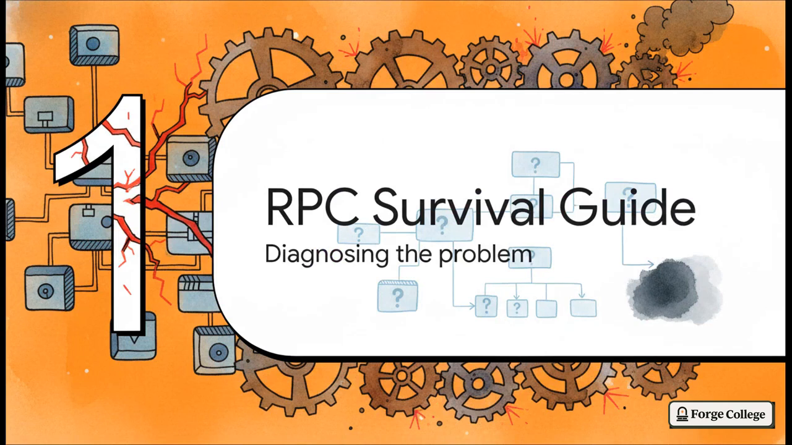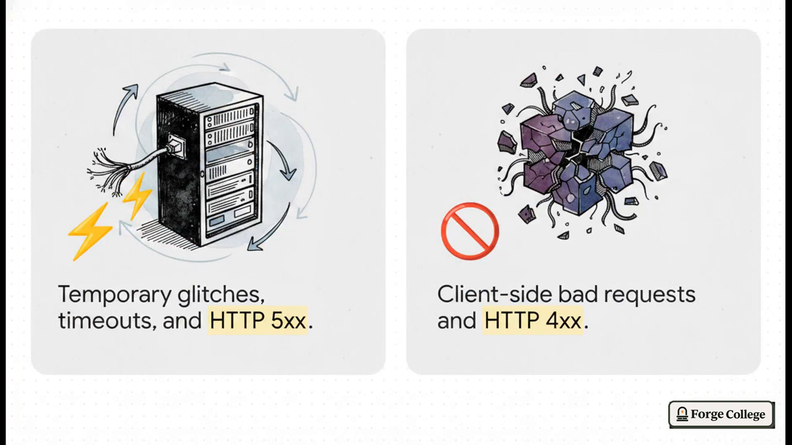Okay, let's jump right into Section 1, the RPC Survival Guide, where we'll diagnose the root of the problem. So let's start by looking at the core issue here. Because look, if you don't correctly identify the type of error you're facing, your retry logic is actually going to make the problem a whole lot worse.